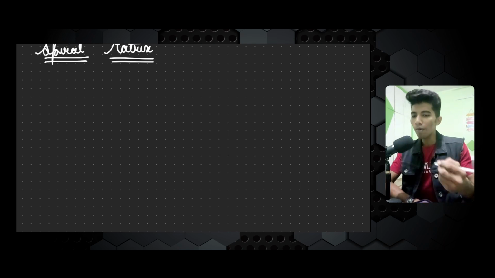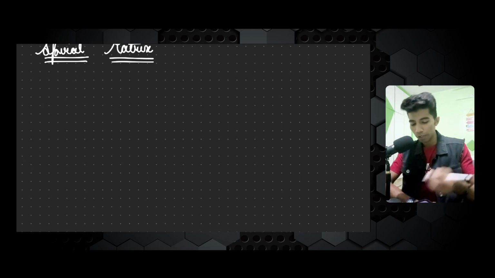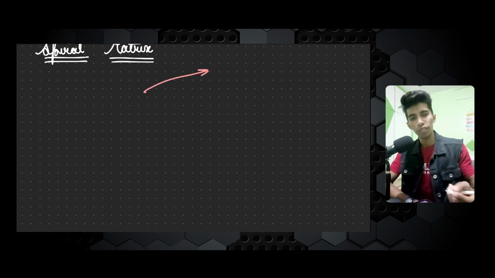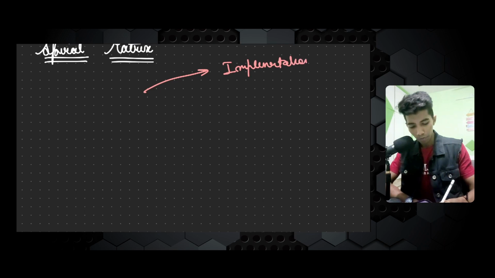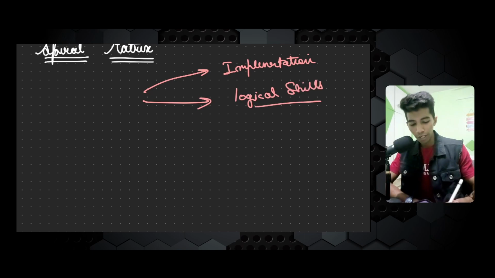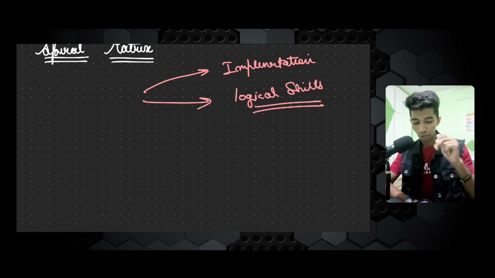Talking about this problem, why does it carry so much importance? Because it helps an interviewer judge two skills. Basically, by using this problem they judge your implementation level, and they also judge your logical skills, like how you create the logic for this. So let's understand what this question actually says.